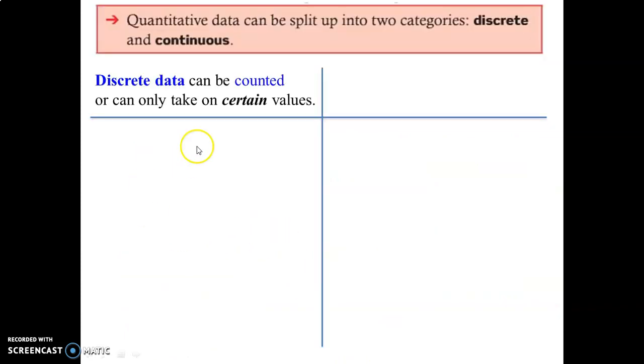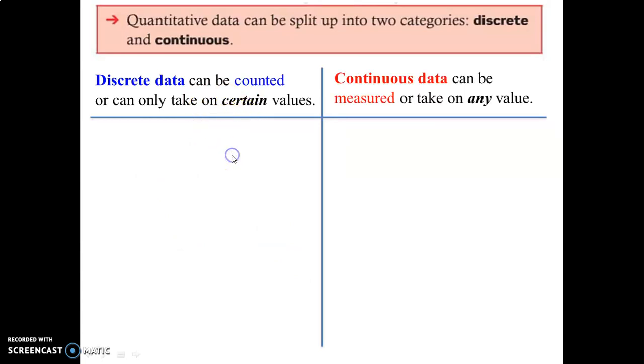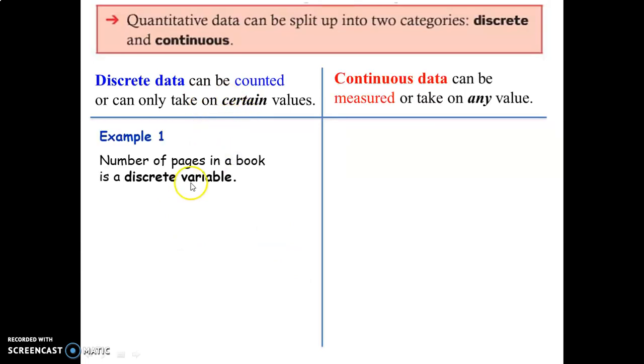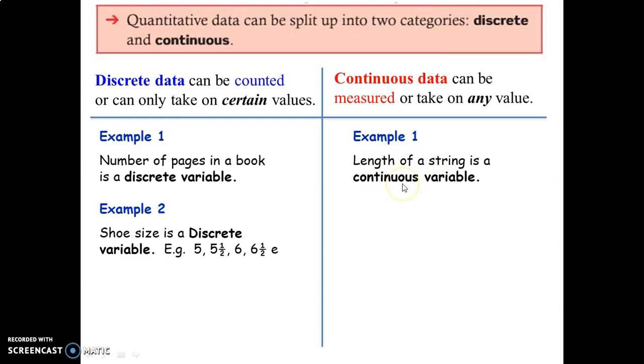All right, looking at this list, we have some examples. Discrete data, again, can be counted or it can take on certain values. So here's some discrete data. Number of pages in a book, right? It has to be discrete. Continuous data can be measured or take on any value. So length of a string, the length of something can be measured, so that's continuous. You can give that to any degree of accuracy. Shoe size is discrete. For example, here's some shoe sizes.